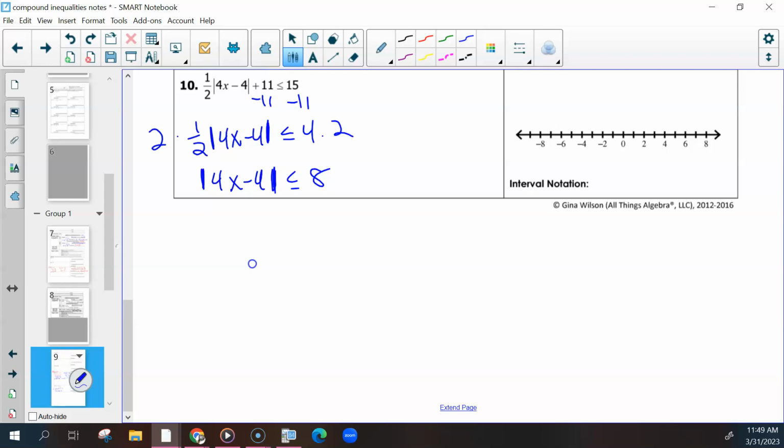I didn't do this at the beginning, but this is a less than, so that should be an "and." As we've isolated it, the sign has not changed, so it's going to say an "and." So now we can rewrite this as 4x minus 4 is less than or equal to 8. Rewrite the other: 4x minus 4 is greater than or equal to negative 8.